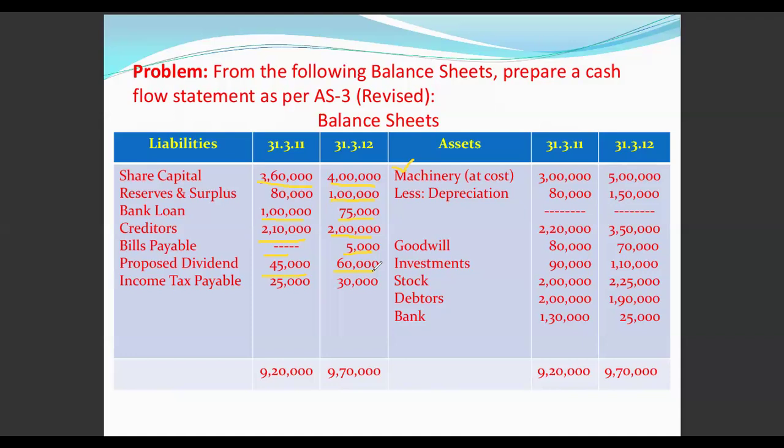Then we have income tax payable 25,000 and 30,000. Whatever the income tax payable for 2011, it is paid in 2012. But income tax of 30,000, which is of 2012, it is paid in 2013. So we'll not take this amount, we will only take 25,000.